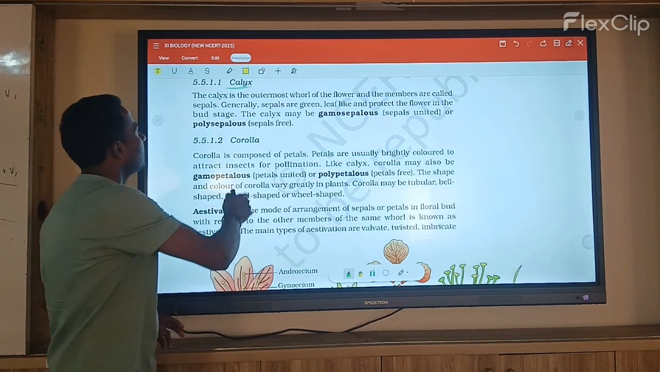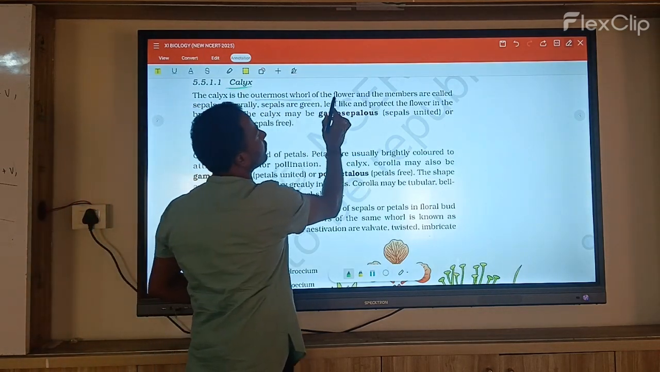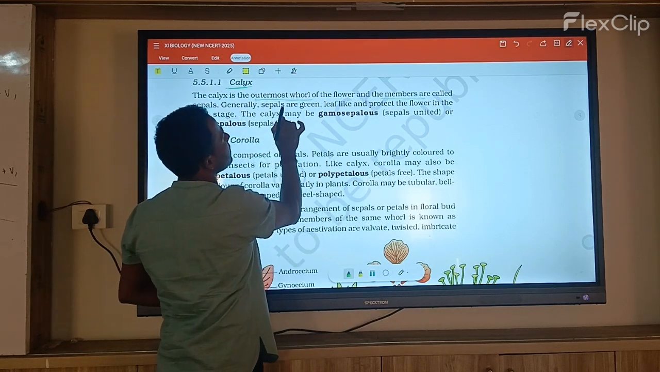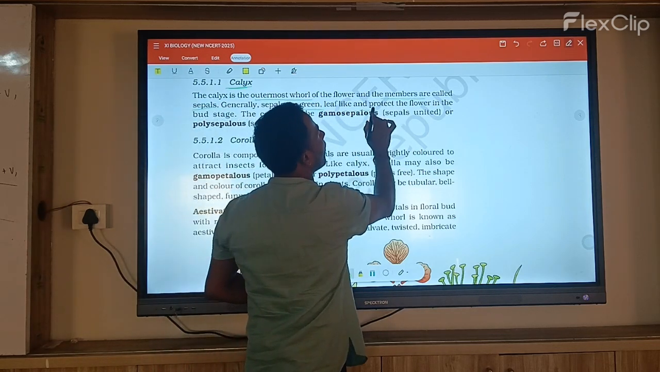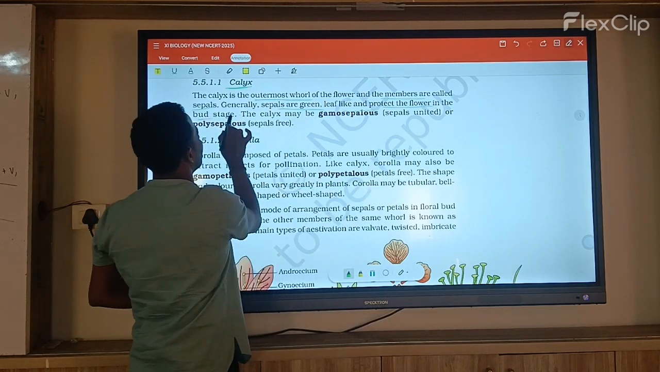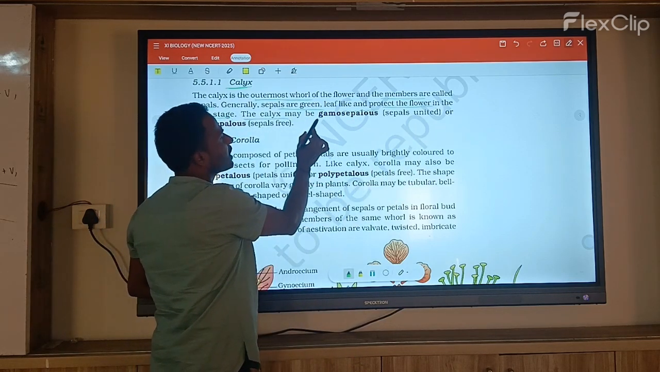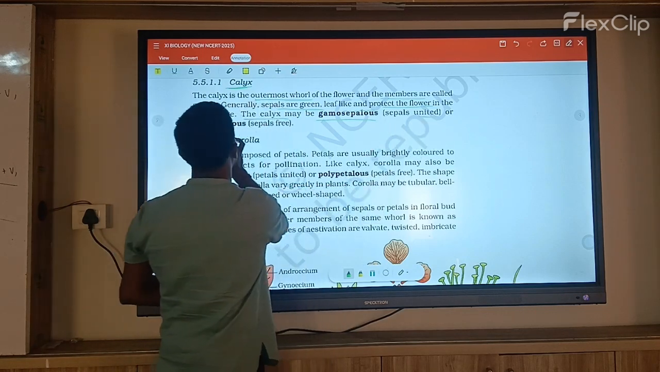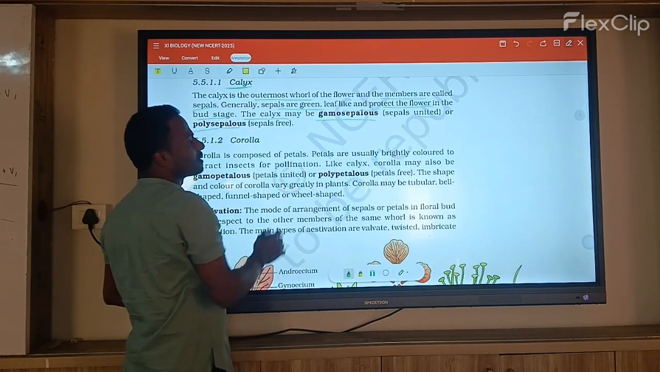What is the calyx? The calyx is the outermost whorl of the flower, and its members are called sepals. Generally, sepals are green, leaf-like, and protect the flower in the bud condition. The calyx may be gamosepalous, where the sepals are fused, or polysepalous, where the sepals are free.